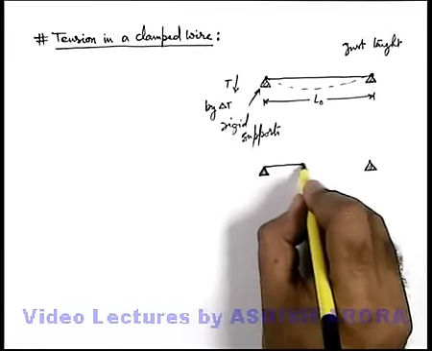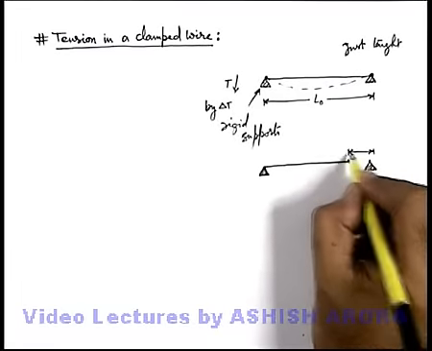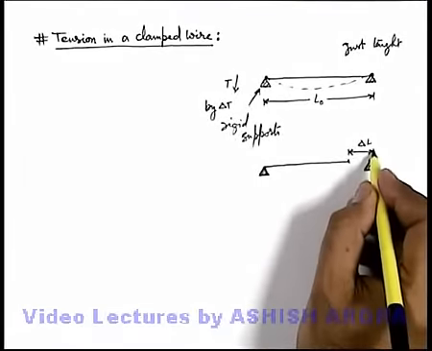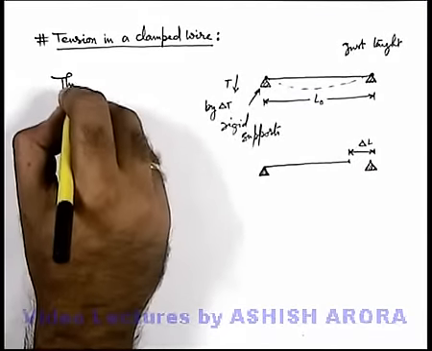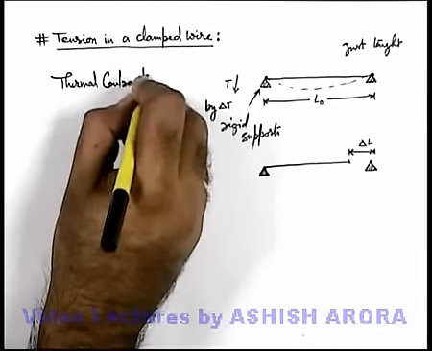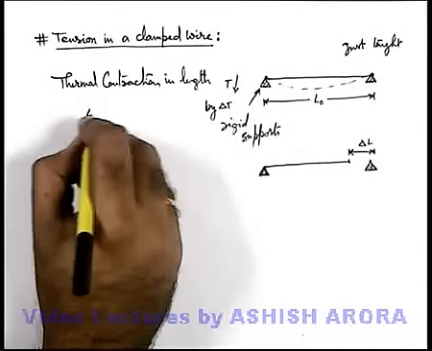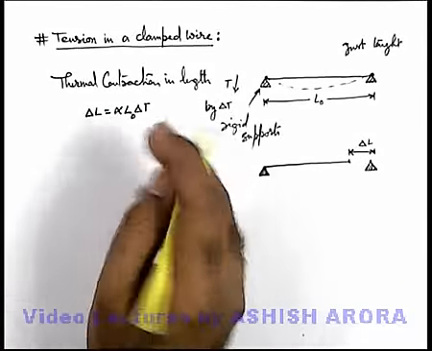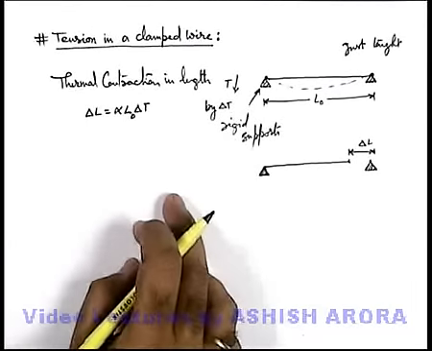The wire will contract up to this much length, which is delta L. Earlier it was L0, it will be contracted by length delta L, and we can write the thermal contraction in length as delta L, which can be written as alpha L0 delta T, where alpha is the coefficient of linear expansion of this wire.